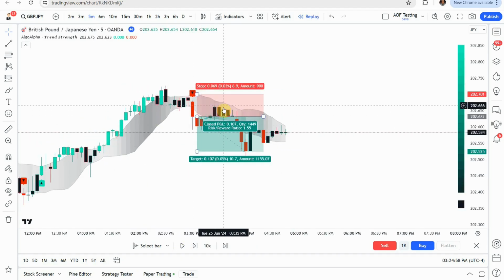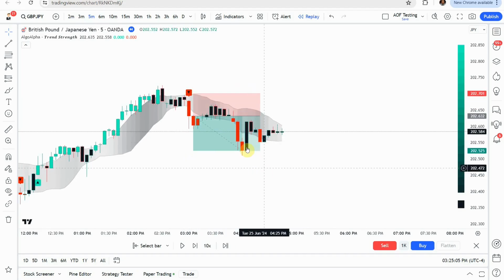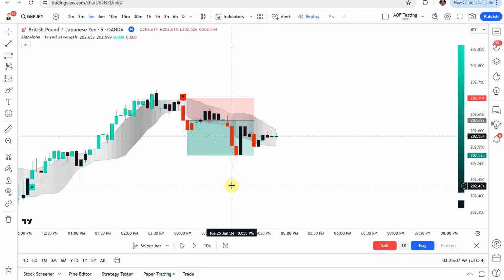All right, so again, we pull back. Don't get quite as close to our stop, but we pull back into that area, then make this push to the downside, getting us to our take profit. All right, so that puts us at the end of the testing right there.